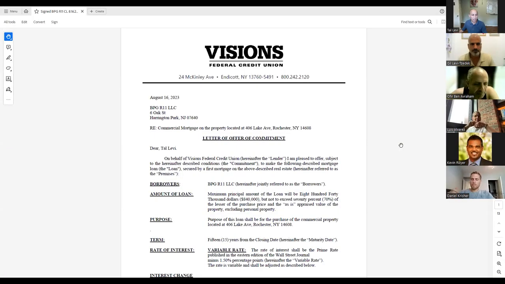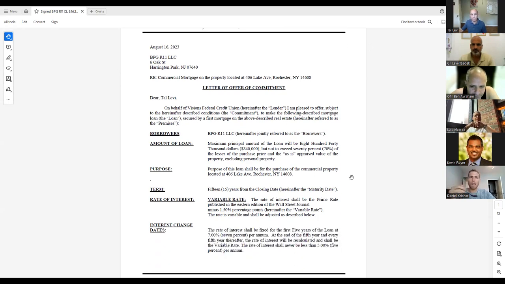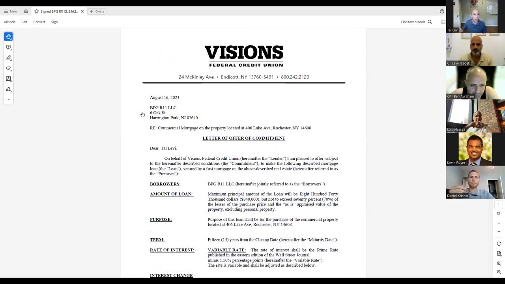You guys want to see how it looks on a real commitment letter from a bank? Let's take a look. I don't know if any of you had the chance to take a look at a commitment letter of a bank. So this is a commitment letter that I got last week. This is for the 20 unit building we're buying in Rochester. You can see the address here. This is a brand new commitment letter. You guys see it, or I need to zoom in?